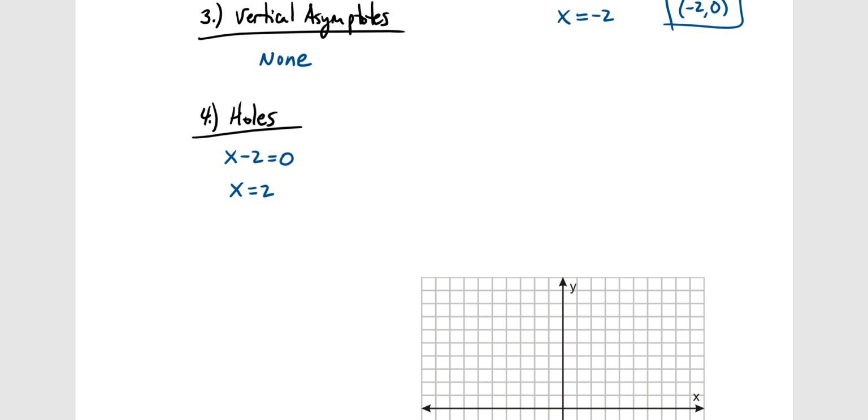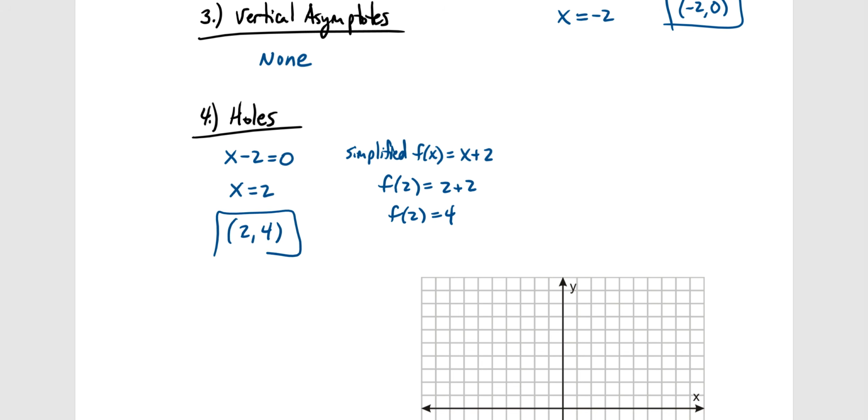To find the y-coordinate where the hole will be, I'm going to plug the x-coordinate of the hole into the simplified function, which ended up simplifying to x plus 2. So I'm going to plug in 2, which gives us 2 plus 2. So f of 2 is 4, and that gives us a hole at the coordinate (2, 4).